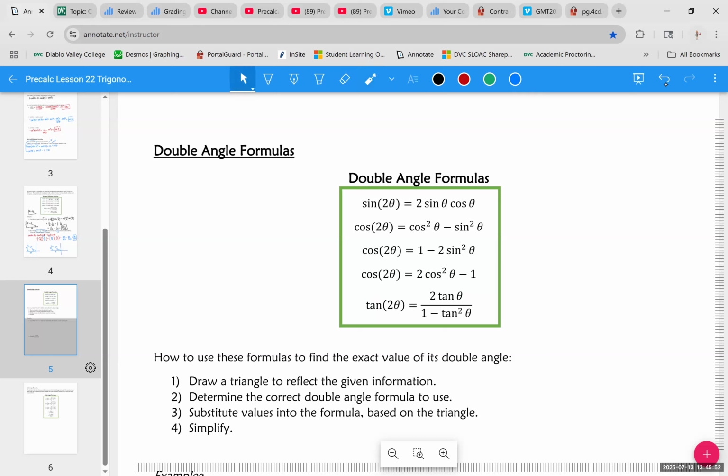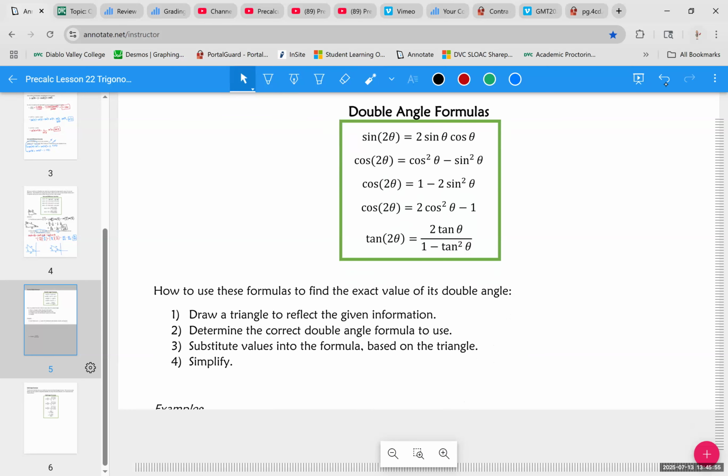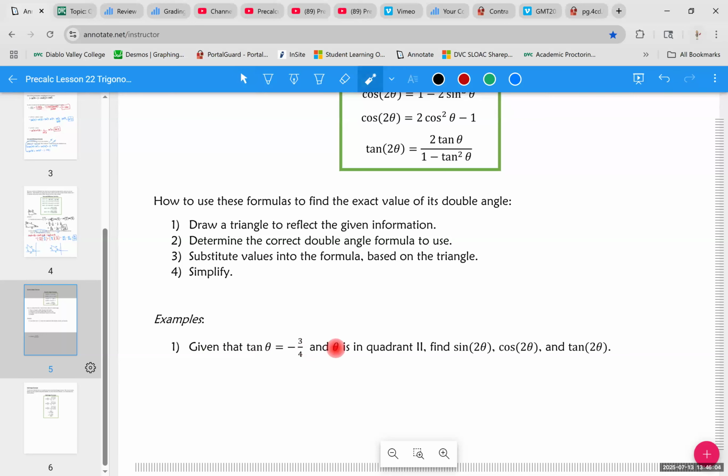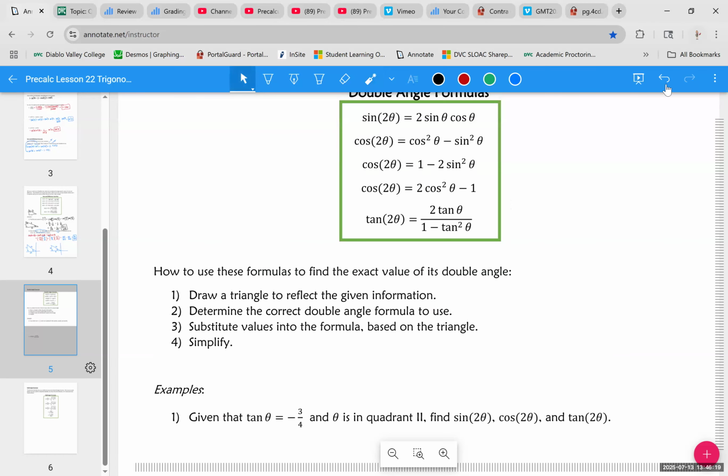So in order to use these formulas, you're basically going to do the triangle. They're going to ask you questions like, for example, let's look at an example first. They're going to give you some information. Tangent of theta is this, theta is in this quadrant, and then ask you to find the sine, the cosine, or the tangent of the double angle. So again, if you're looking at the formula itself, you need the sine or the cosine of the original angle, pretty much for all of these, maybe a tangent for this. So you'll go ahead and draw the picture, draw the triangle, and then just fill in the values you need.